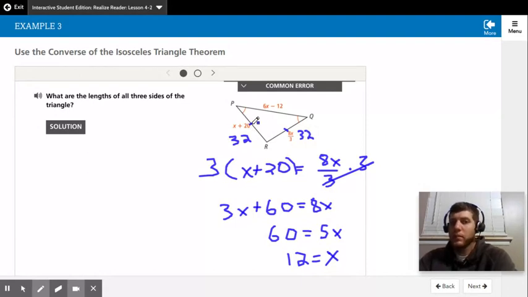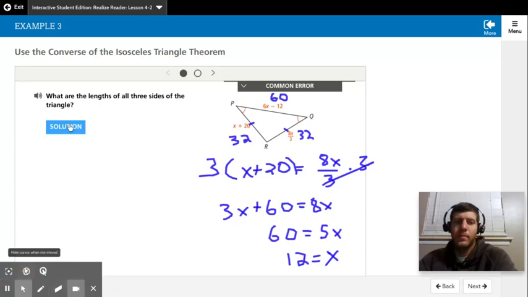And that makes sense because it's isosceles. So those two sides are congruent. They should be the same measure. And then the last side here is 6 times 12 minus 12. So 6 times 12 here is going to give us 72, right? 72 minus 12, which is going to be 60. Let's see, 24, 48, 60, 72.